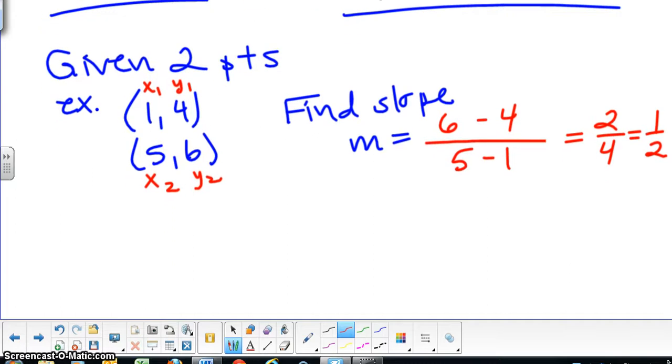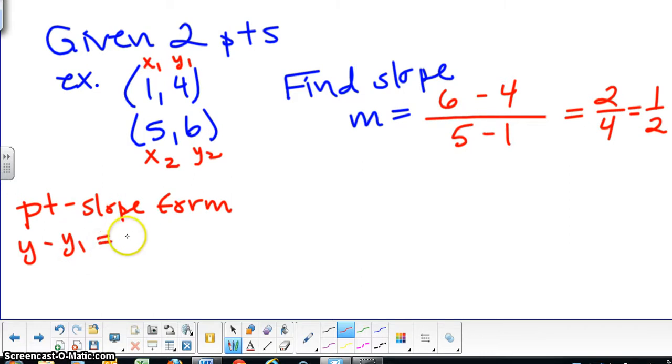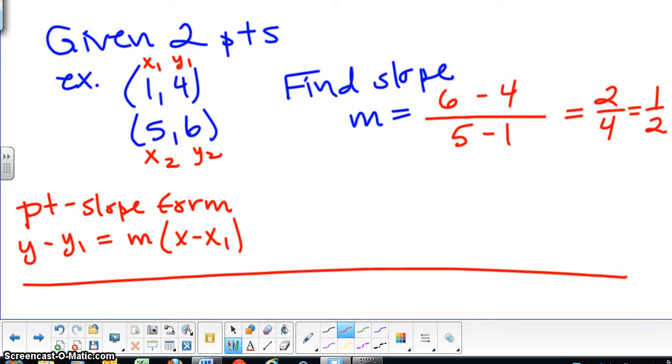Okay, so once you find the slope, we'll first start with the point slope form, which is y minus y1 equals m times x minus x1. So if you're given the point and you're given the slope, this is the definite best method to use. So I'm going to start there. The point, we can use either point.